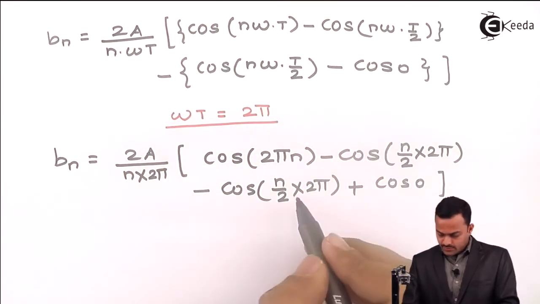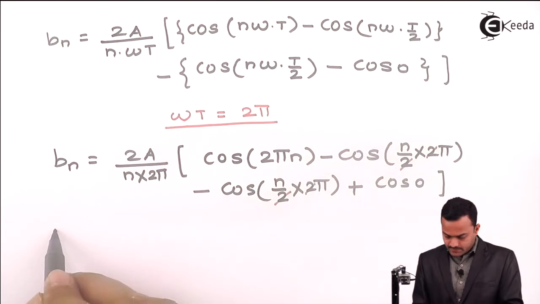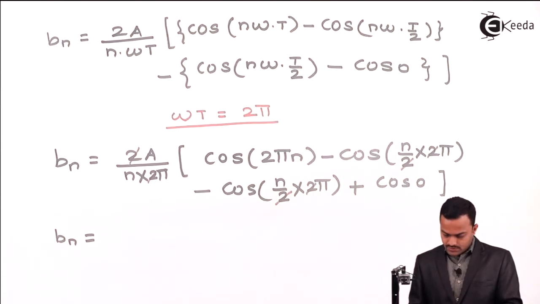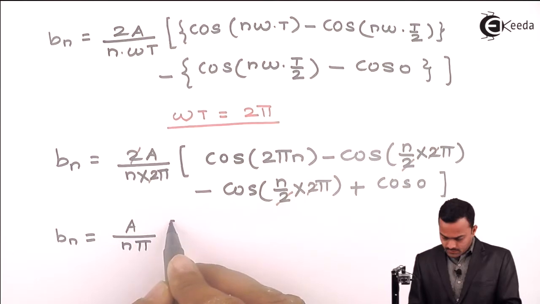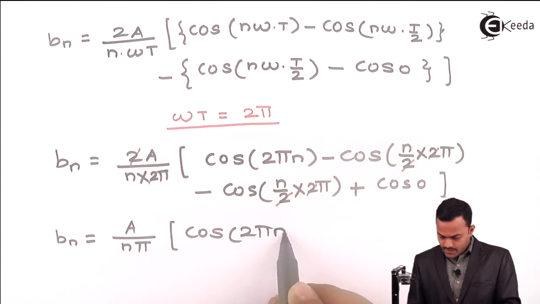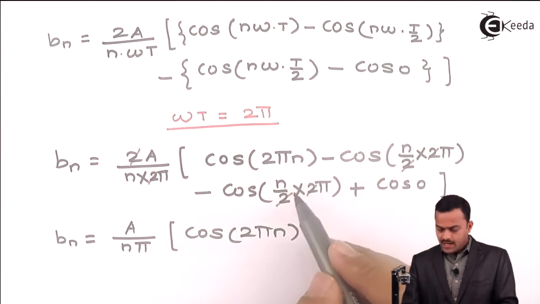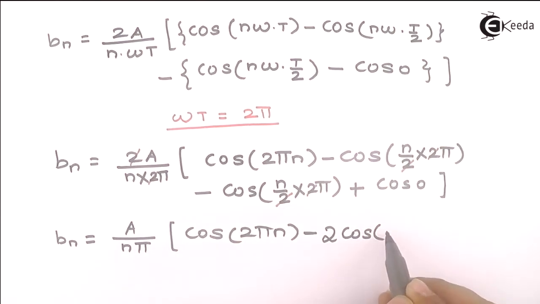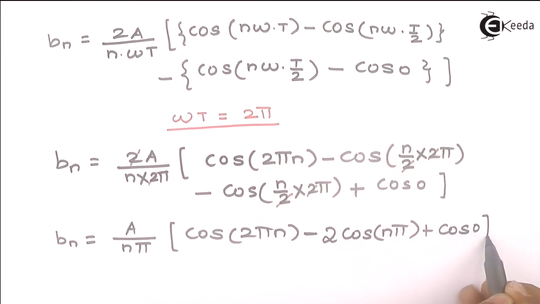So now 2 gets cancelled over here, and after simplifying I will get Bn as, in fact we can cancel this 2, so that it is a upon n pi in bracket cos 2 pi n minus, see these two terms are same, so I can add them up and it becomes minus 2 cos n pi plus cos 0.